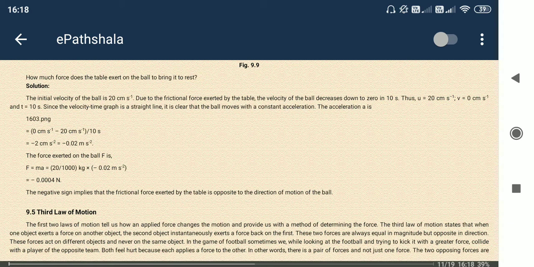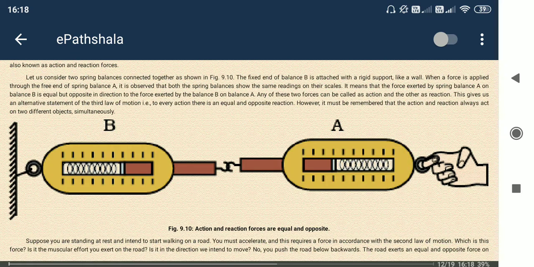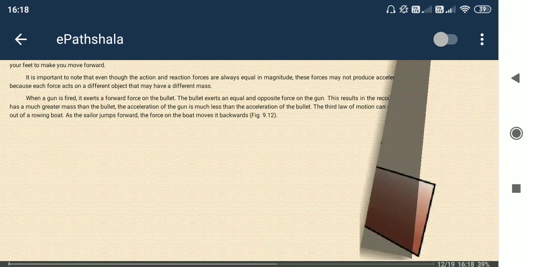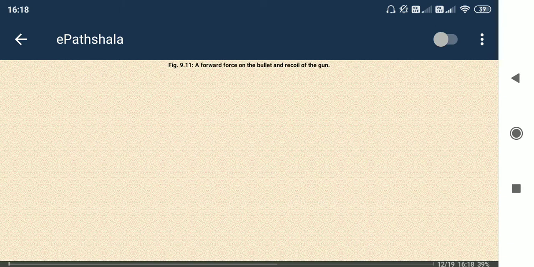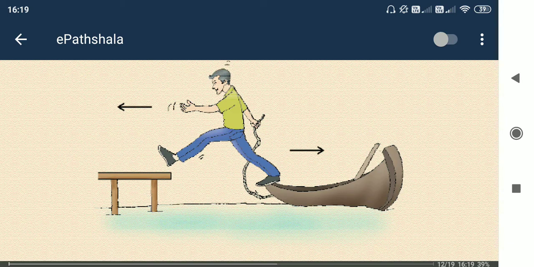So the third law of motion means every action has an equal and opposite reaction. Whatever action we apply on a body, the same thing is returned. So here you can see when we move forward, we have applied force on the boat, and the boat is applying the same amount of force on us also. So equal and opposite direction.